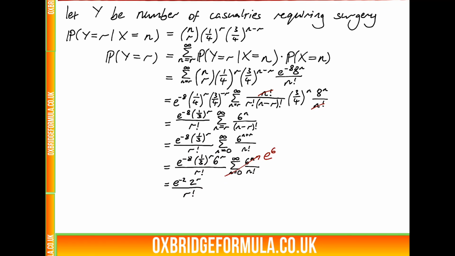And as we can recall, that's exactly the same form as the probability of X equaling n was, which is the form of our Poisson distribution. So we can see the probability that Y equals r is e to the minus 2 times 2 to the r over r factorial. So that tells us that Y is a Poisson distributed variable with mean 2. So we can conclude that, and we are done with this part of the question.